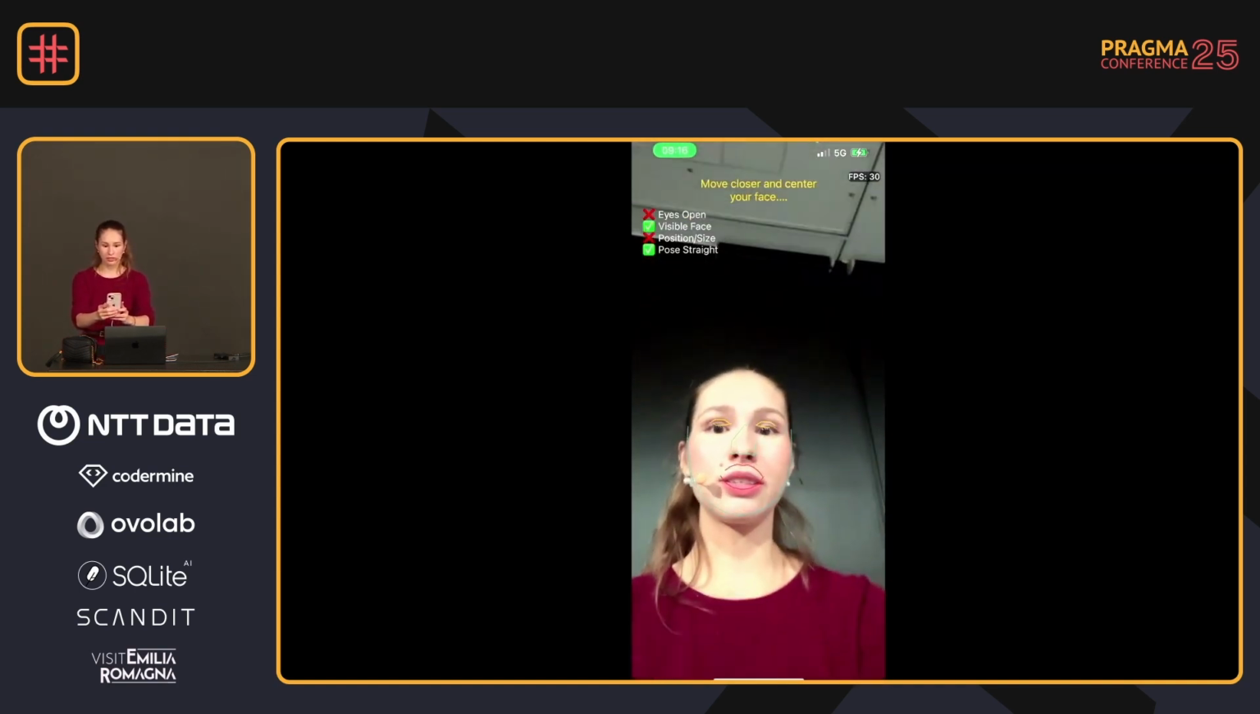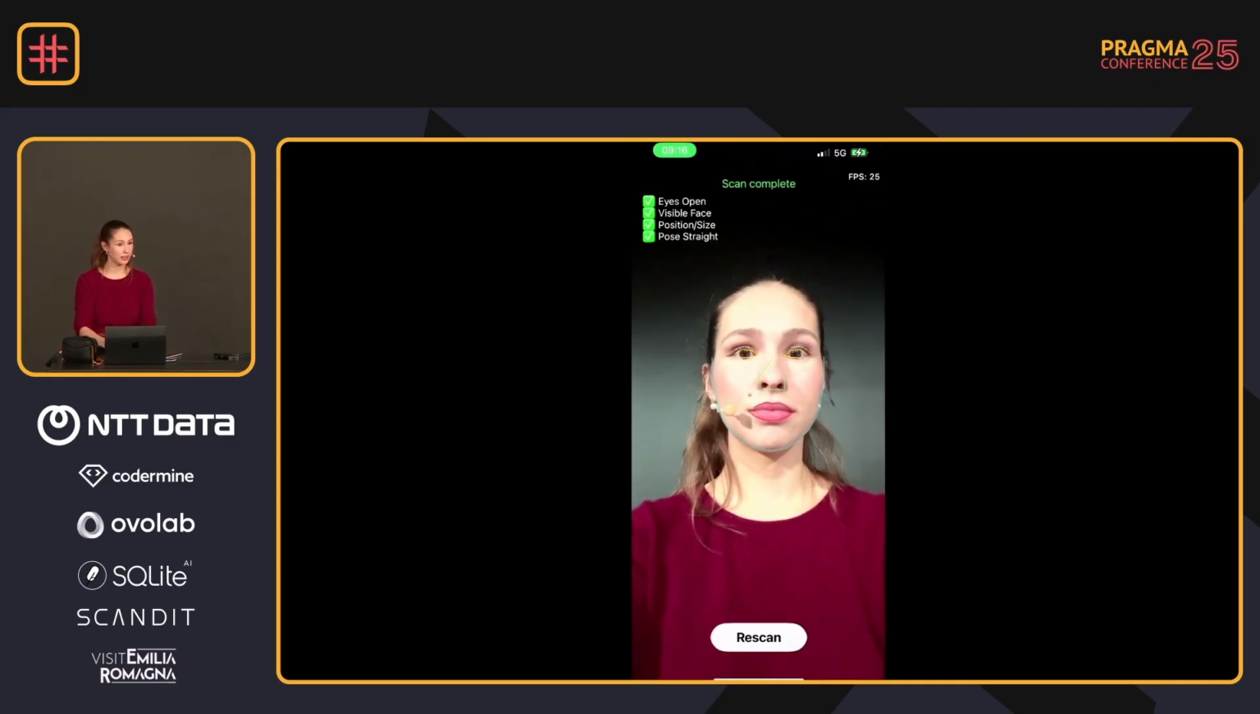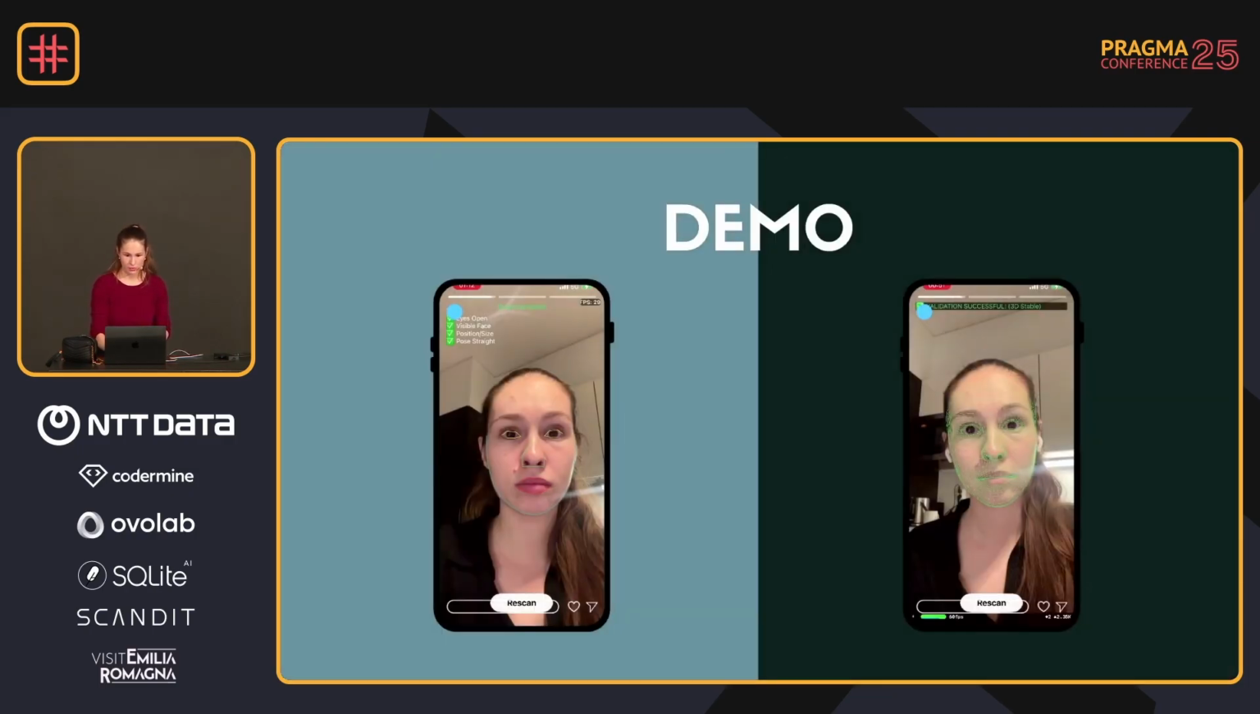And then there are checks that are running. I'm running the scan, holding my face still, and then the scan is complete. And if I'm not happy, I'm actually able to rescan. Okay, and that's how the 2D scan with Vision that we are going to do looks like.